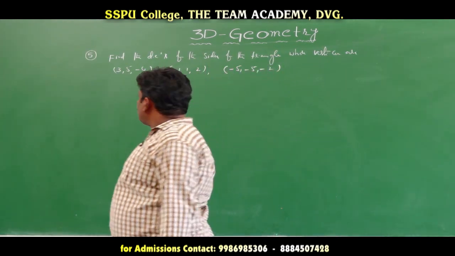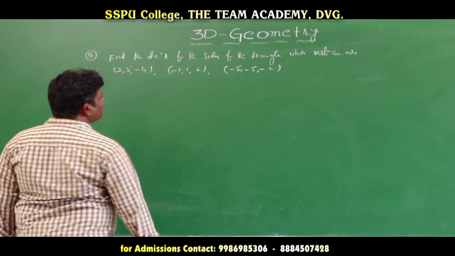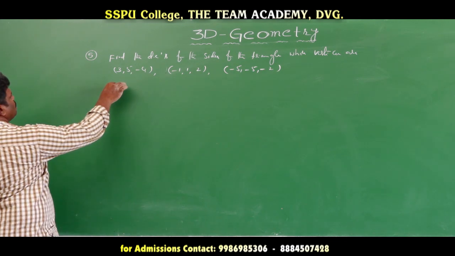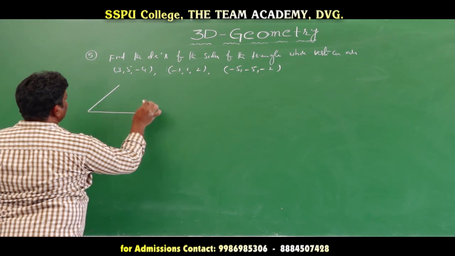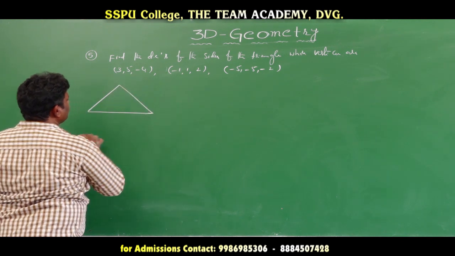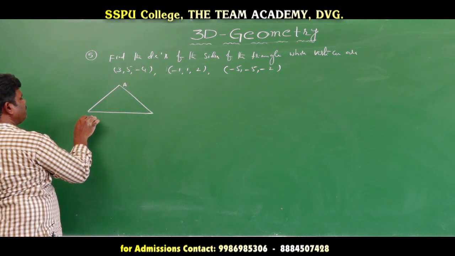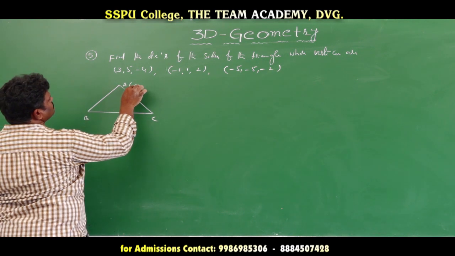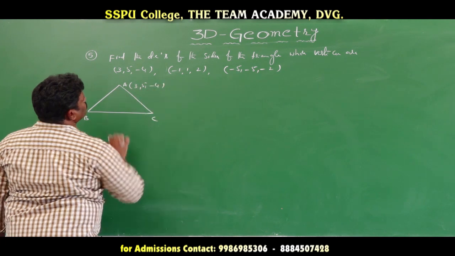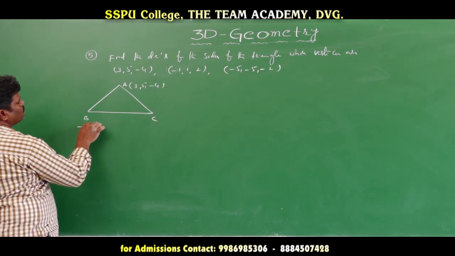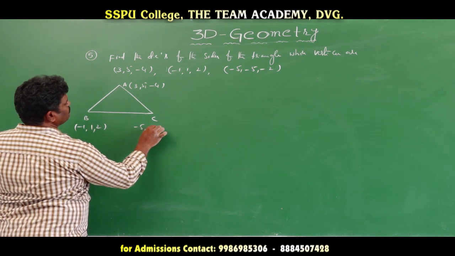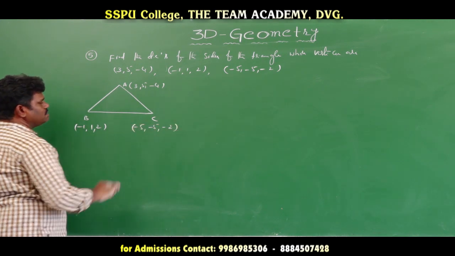Another question: find the direction cosines of the sides of a triangle whose vertices are given. Suppose we take a triangle ABC and name the vertices. A has coordinates 3, 5, minus 4. B has coordinates 1, minus 1, 2. C has coordinates minus 5, minus 5, minus 2.